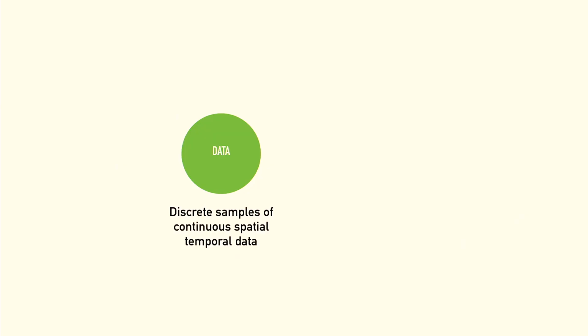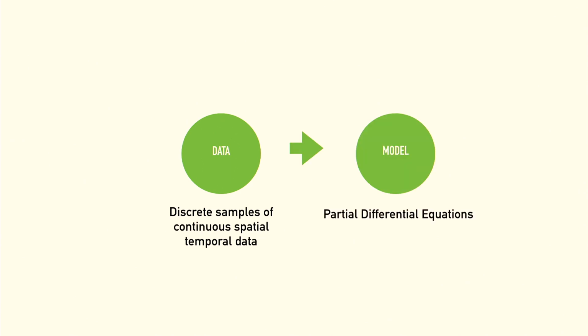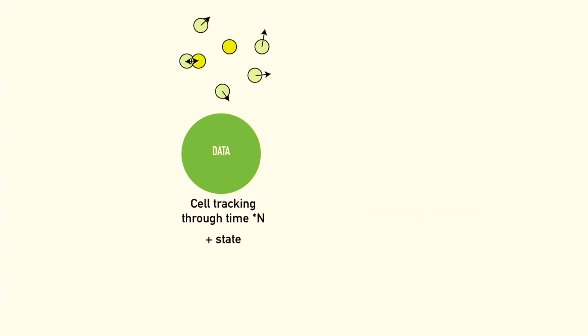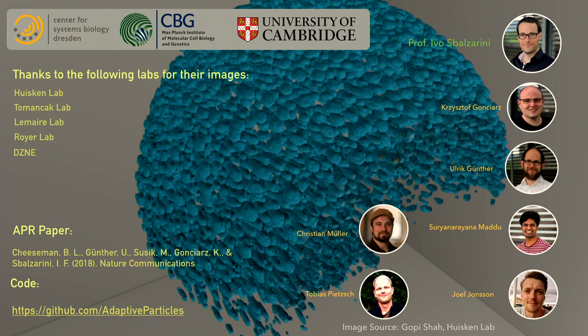What I've shown is that from discrete samples of continuous spatiotemporal data, we can extract these partial differential equations. But one of the questions I'm now really interested in is: imagine we have our cell tracking data through time, across samples, and potentially something to do with the state, such as expression levels. Can we use similar approaches to learn models and integrate them across data sets? There is a first question of what kinds of models we want to be learning. With that, I just want to thank all the people involved in this research in the labs, and I'm happy to take questions.